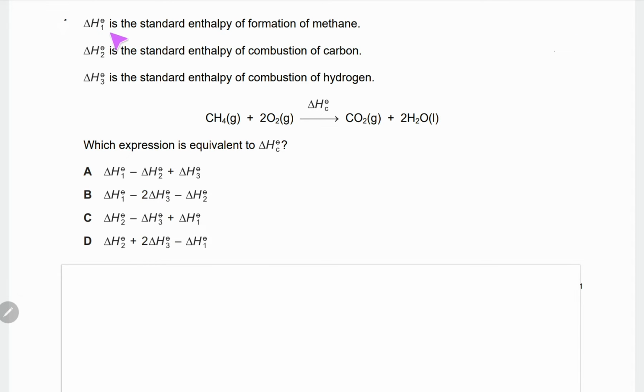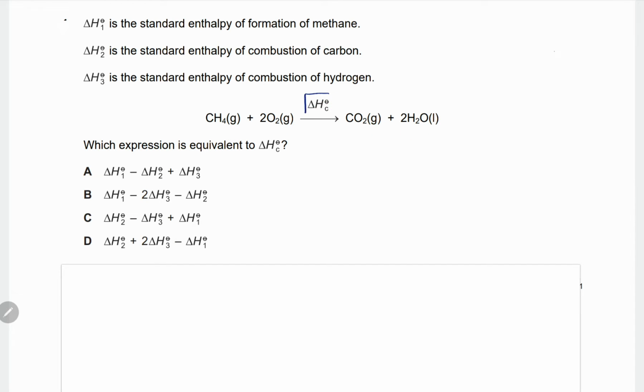Delta H naught 1 is the standard enthalpy of formation of methane. Delta H naught 2 is the standard enthalpy of combustion of carbon. Delta H naught 3 is the standard enthalpy of combustion of hydrogen. And we are given the combustion reaction for methane gas, in which it reacts with oxygen gas, giving us carbon dioxide and water, and the balanced equation is given.